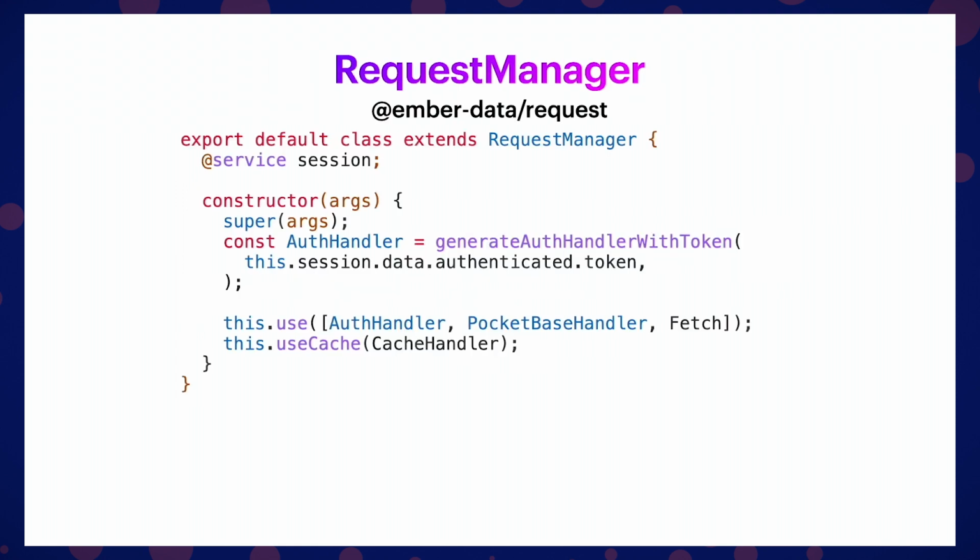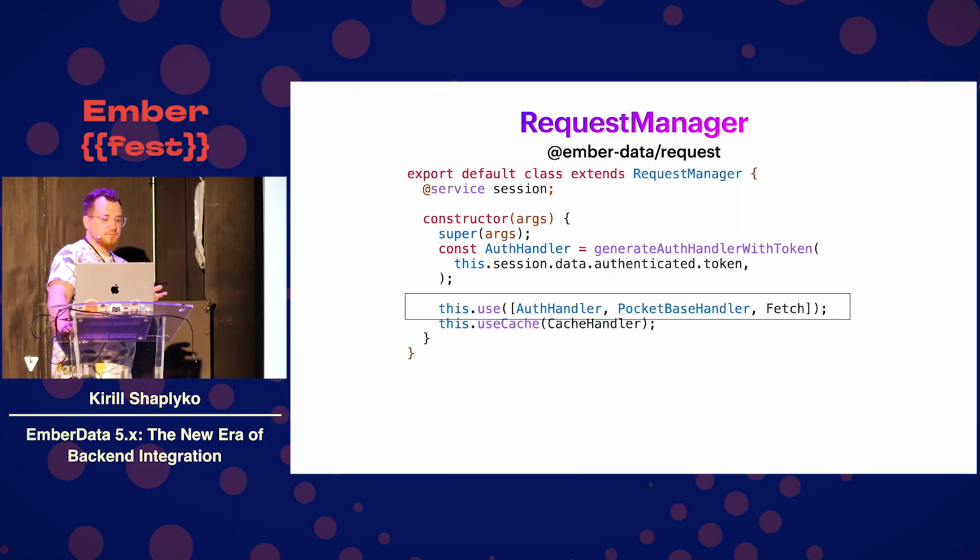Let's talk about the request manager. The request manager is the abstraction that deals with requests. What you need to do is define the handlers pipeline. So you call use, and you pass the array of handlers that you're going to use. You can provide any number of handlers. The fetch one is the default one. You import the default fetch handler, and this must be the last one because it makes the call to the server. Also notice that we have the cache handler. Because we set up a cache for the store, we need to attach the cache handler to the request manager.